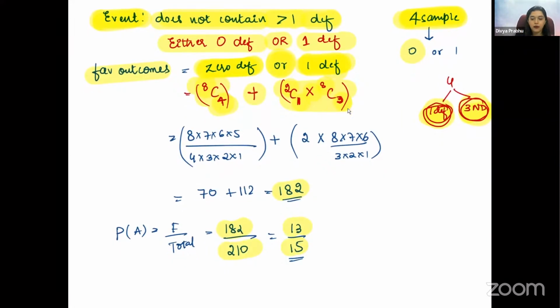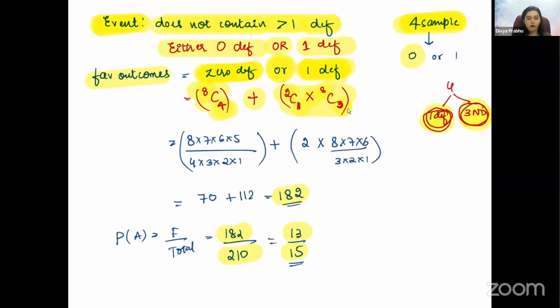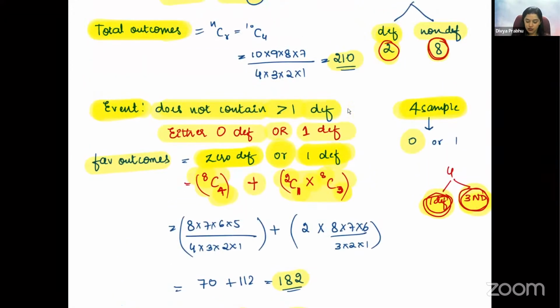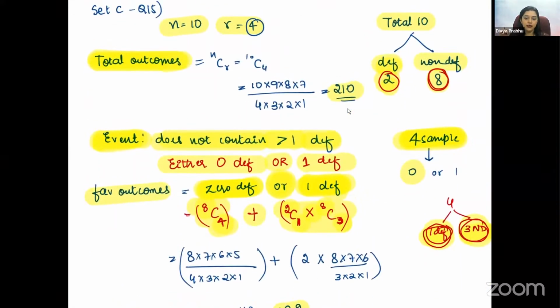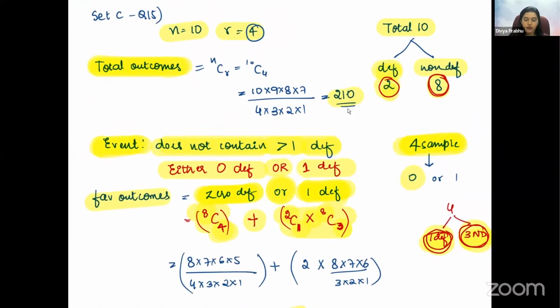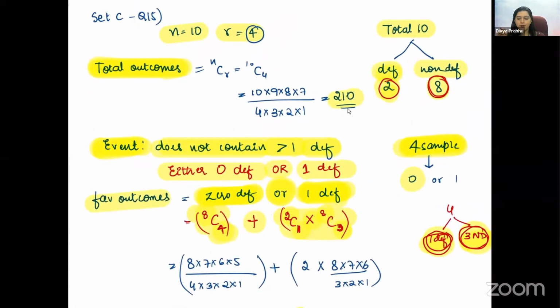Understood, everyone? Clear? Now, do you find this difficult? Please, after the session, solve questions on combinations again. That's when you realize whether you have understood this clearly or not. Okay?